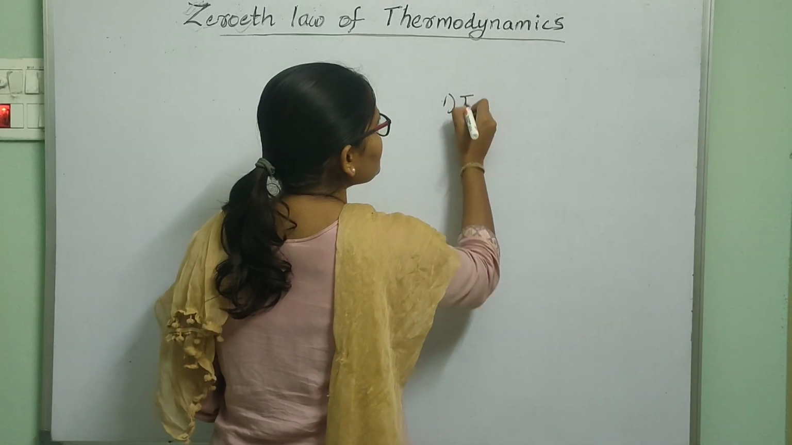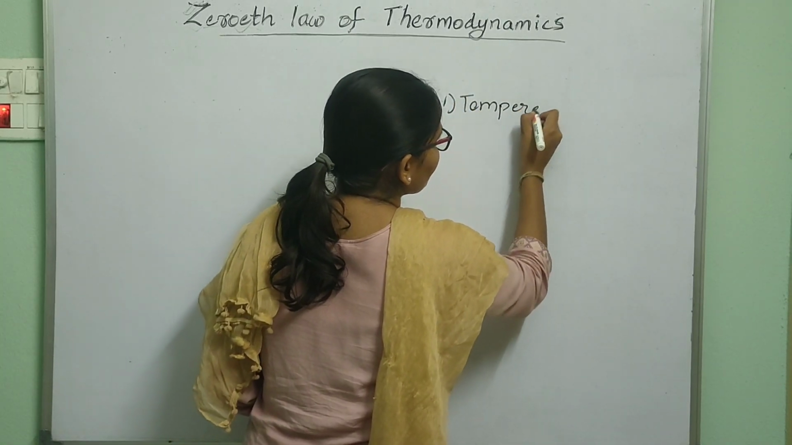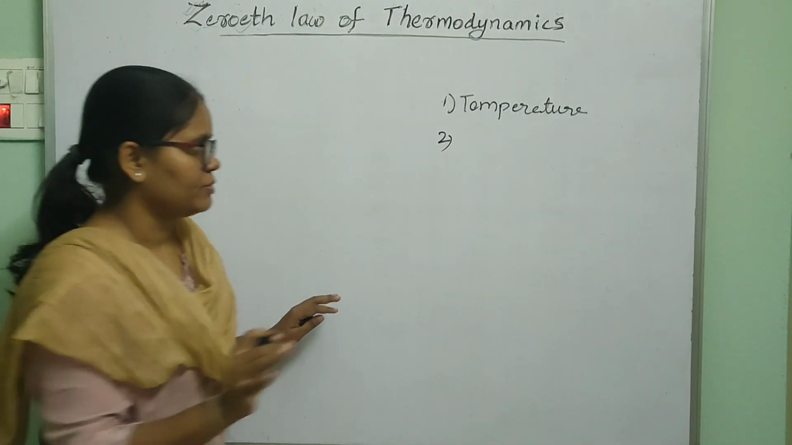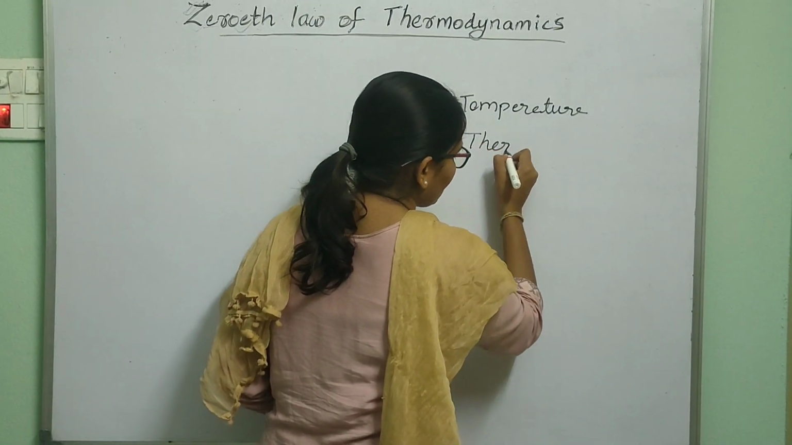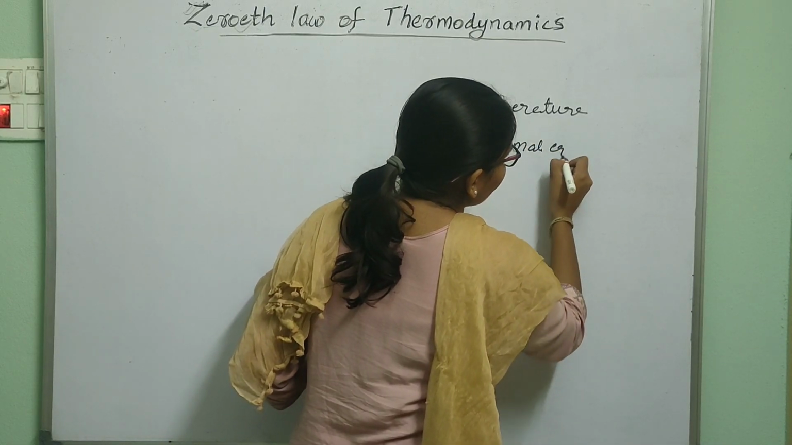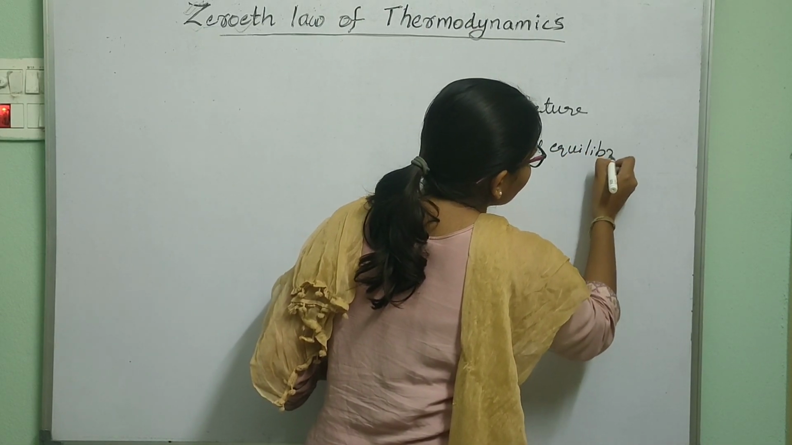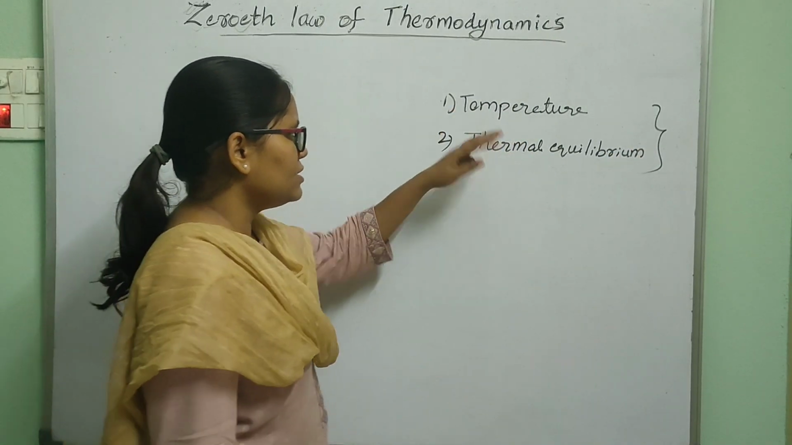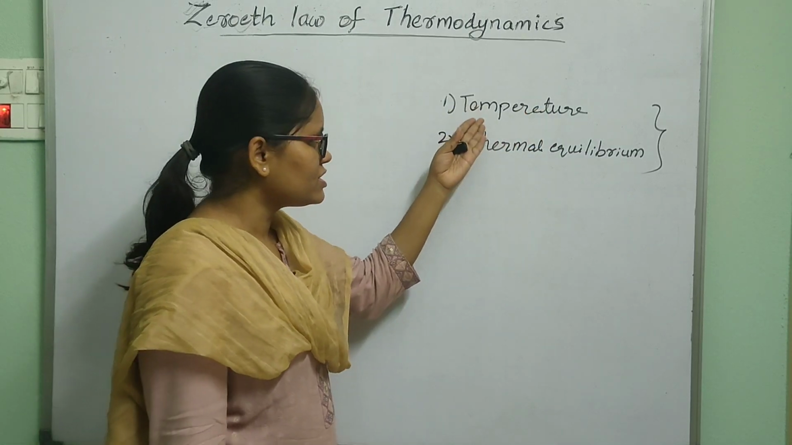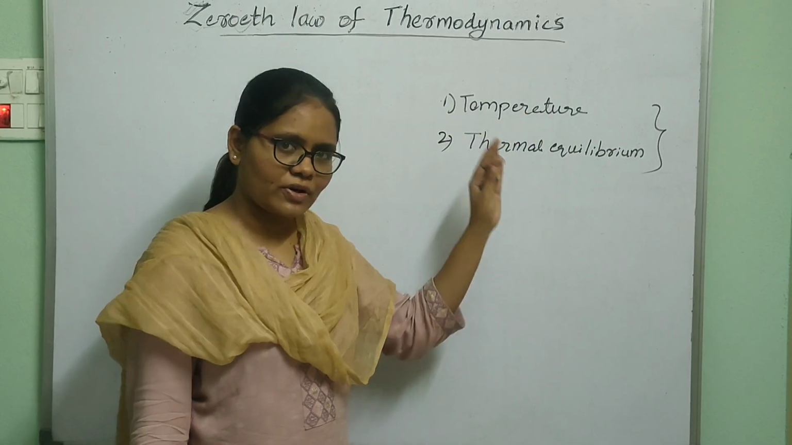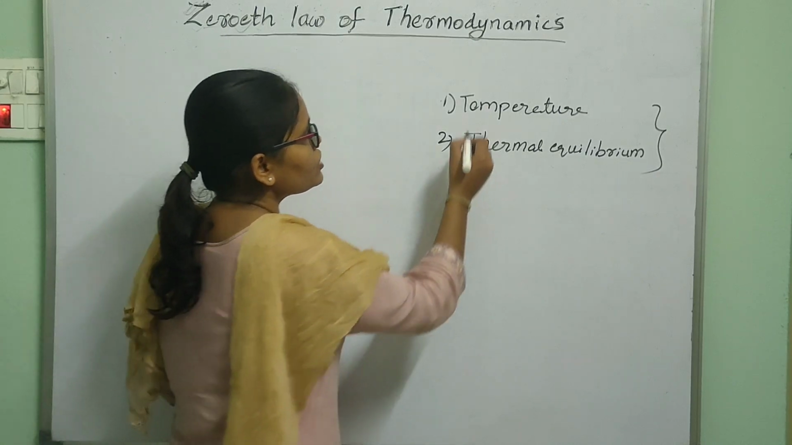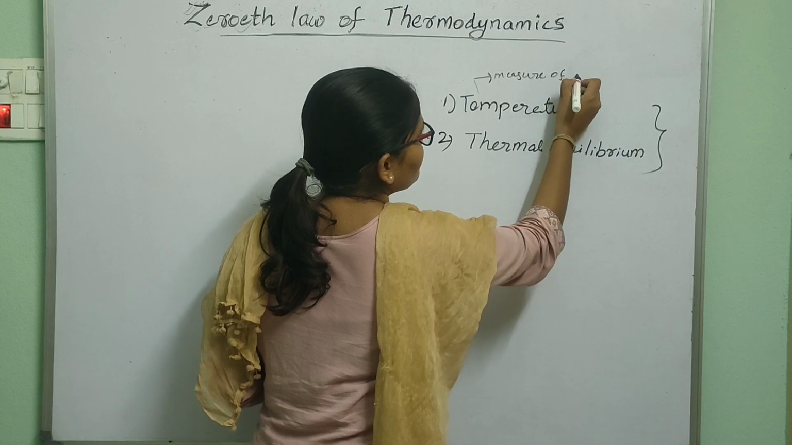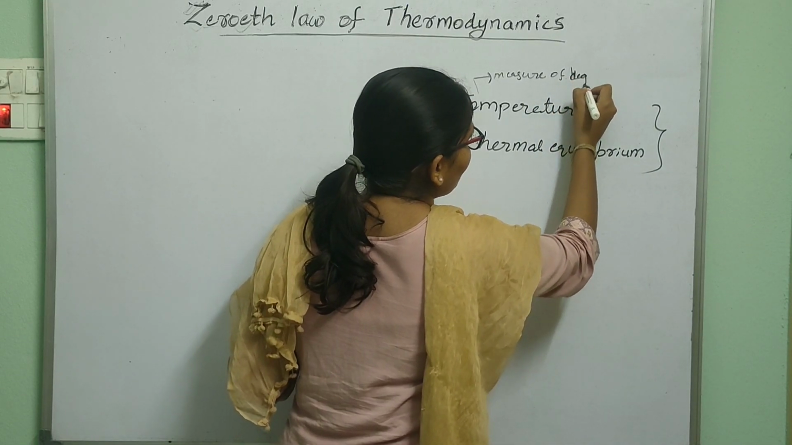The first term is temperature. And the second thing that we need to understand is thermal equilibrium. To understand the zeroth law, you need to understand these two things. So I will take the vague definition of temperature, which says that temperature is the degree of hotness or coldness of the body. So temperature is the measure of degree of hotness or coldness of the body.